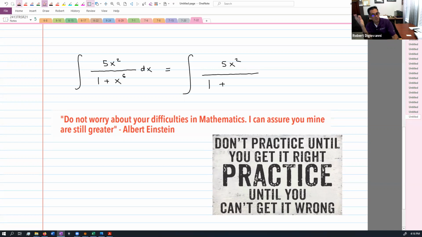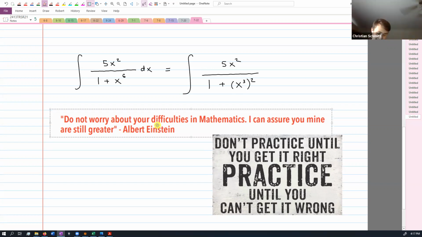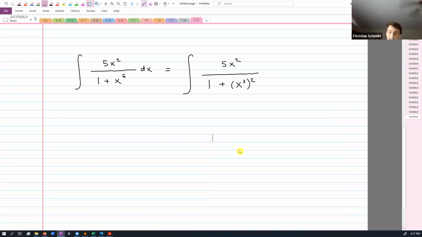So in your attempt to re-engineer it, you wanted to rewrite x to the 6 as x cubed times x cubed. May I suggest a different way? x cubed squared, that works too. Good, that's going to work. I wish I thought of that before I went halfway through it. No, that works, but you should have got it the other way too.